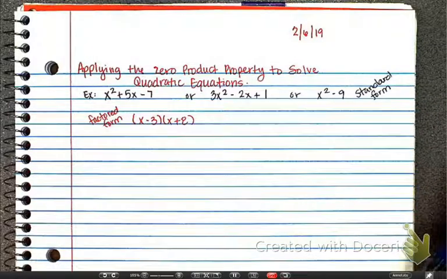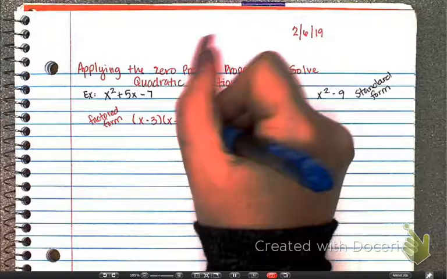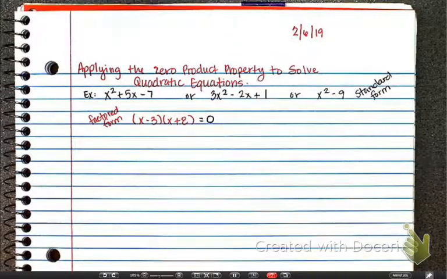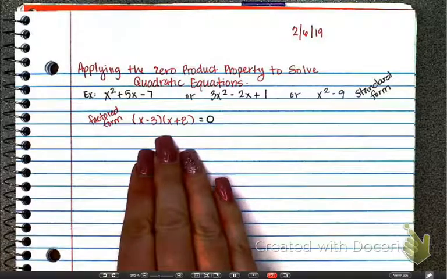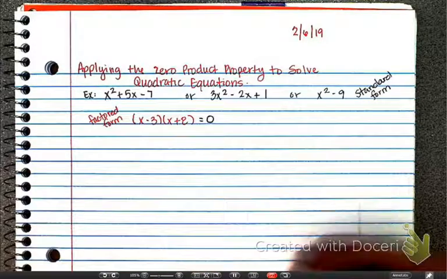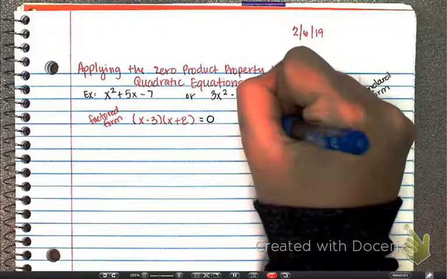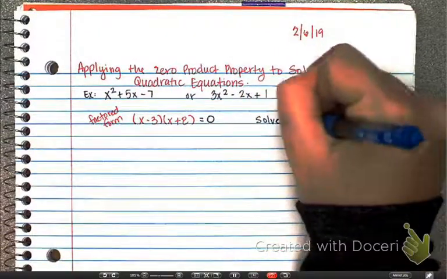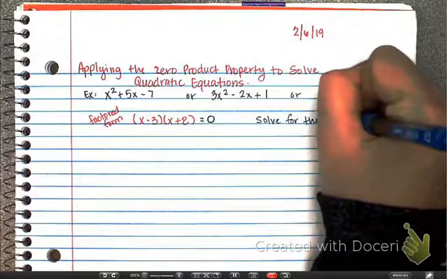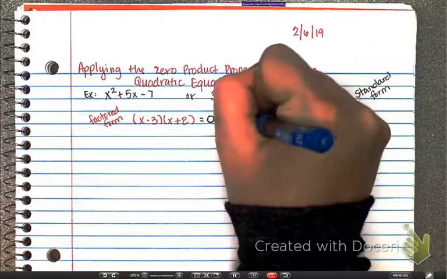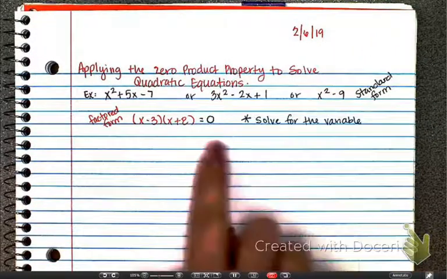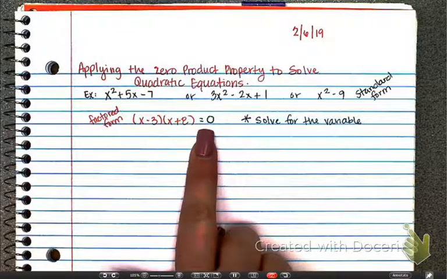Now, over the last couple weeks, we've been dealing with expressions, so something without an equal sign. Now, we're going to deal with equations, right? Quadratic equations, where we have to be able to solve for x. The entire point of an equation is to solve for the variable. Okay, the whole point when you have an equal sign is to solve for the variable.